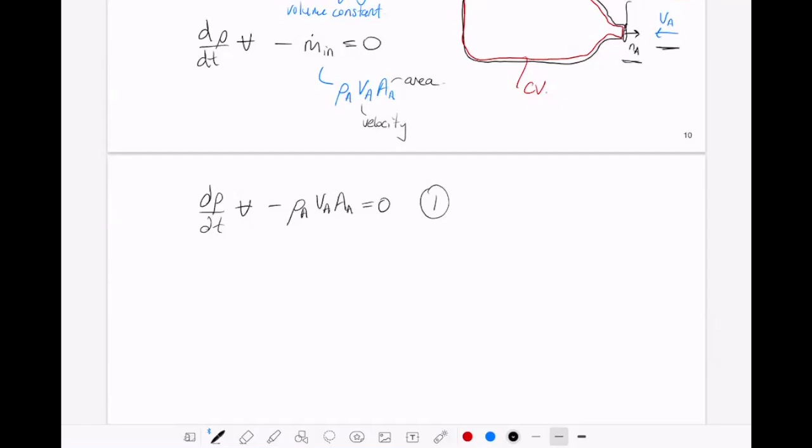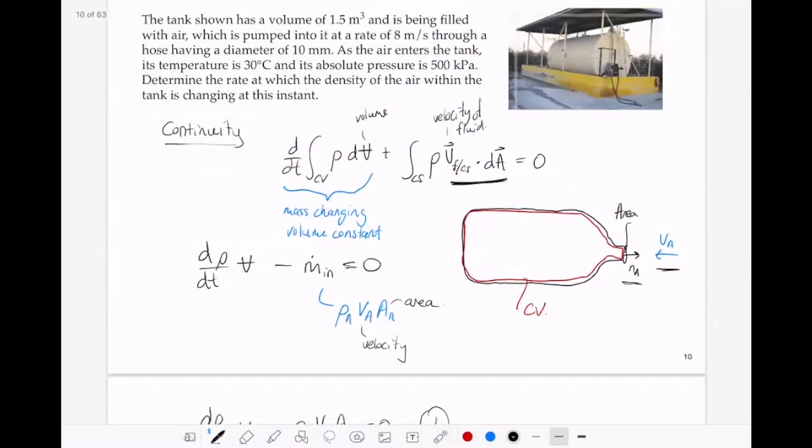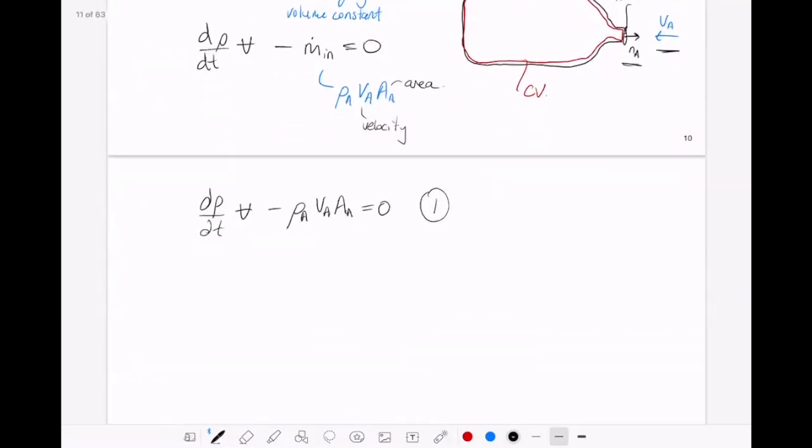And if we know the temperature, which is given to us up above, we have temperature is 30 degrees C and pressure is 500 kPa. That's enough information now. We can use the ideal gas law and solve for the density of that gas at that time that we were trying to find the rate of change of our density. So we need to find rho A using the ideal gas law.